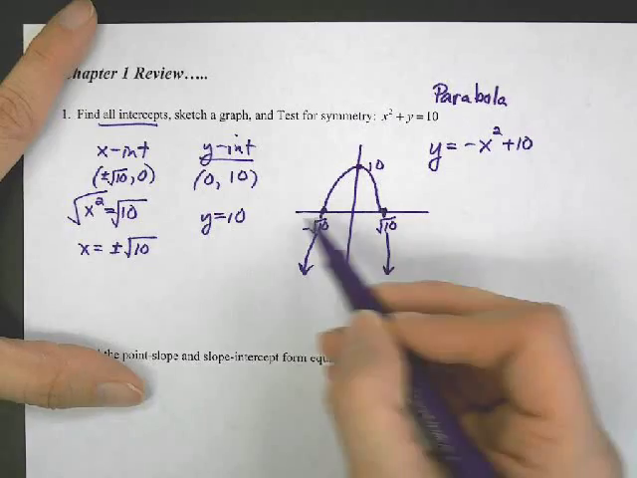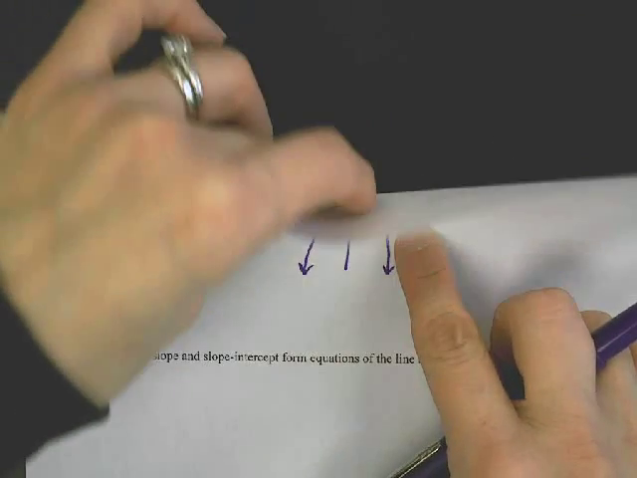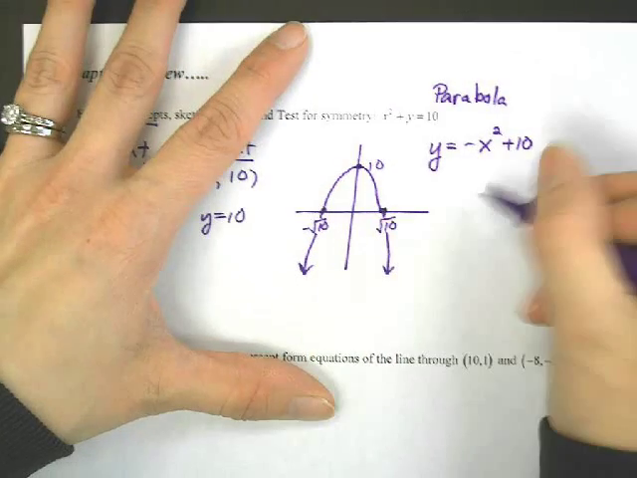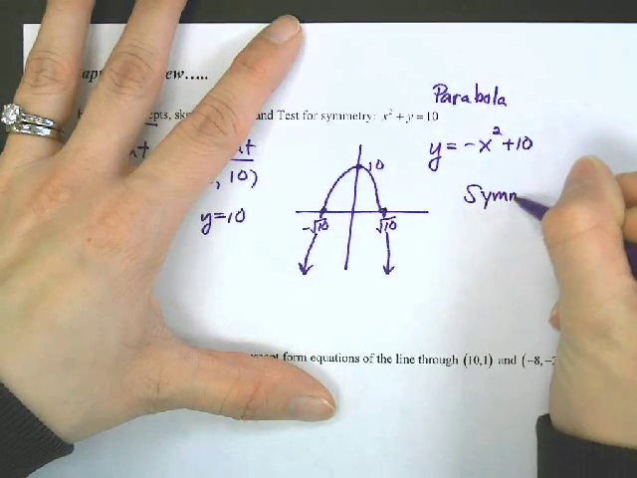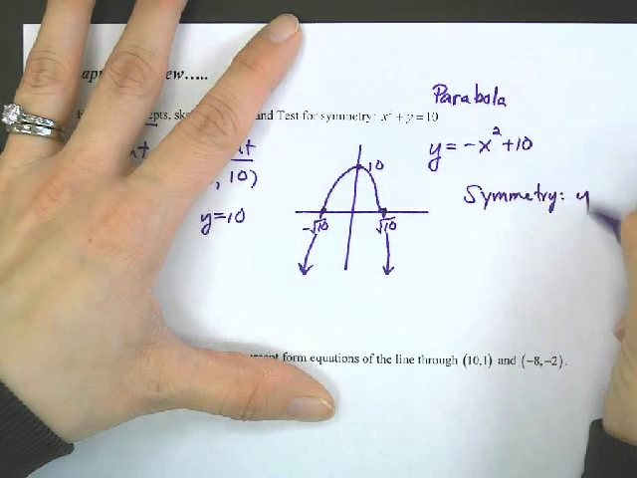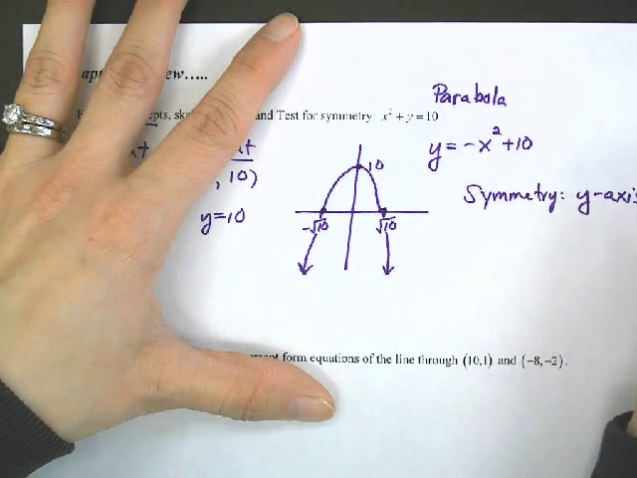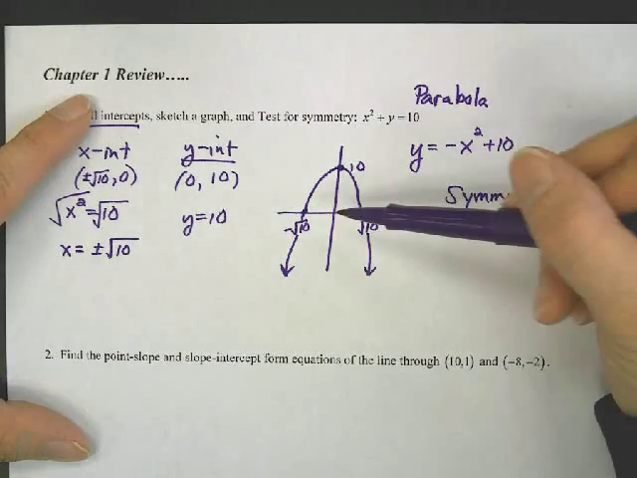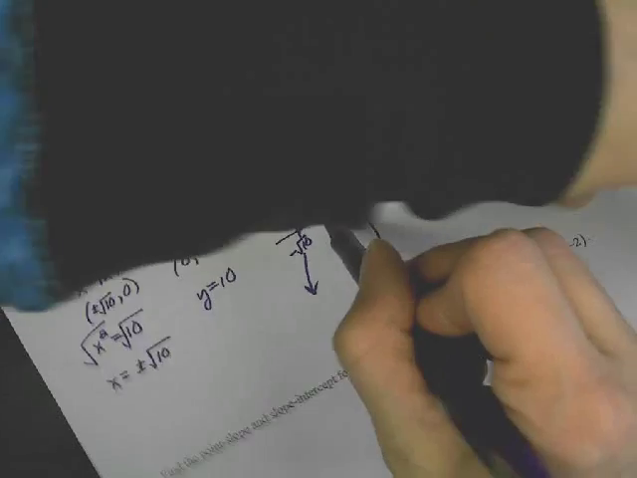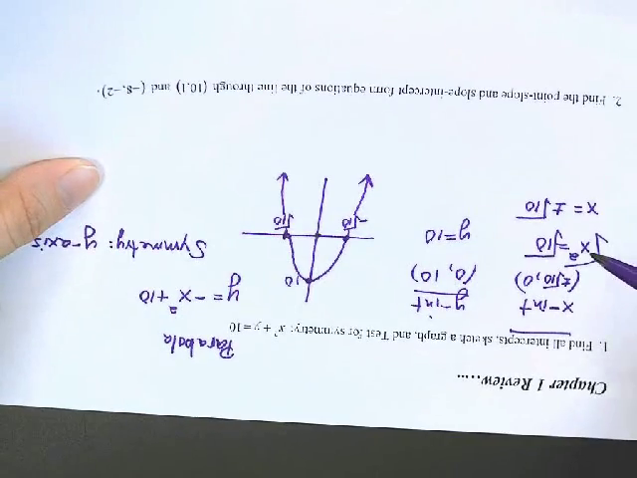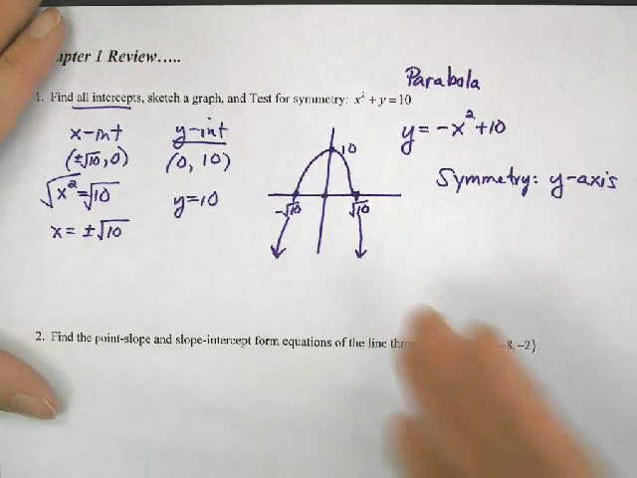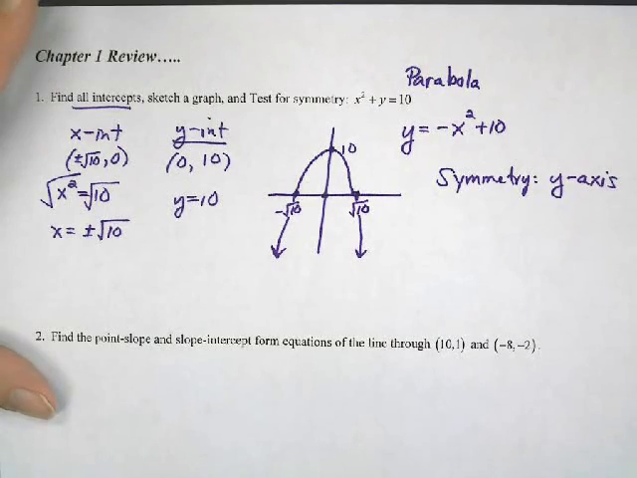Now let's test for symmetry. If I fold along the x-axis, the graph does not match up. If I fold along the y-axis, it does match. So in terms of symmetry, this graph definitely has y-axis symmetry. The third type you might consider is origin symmetry. If you spin the graph upside down 180 degrees, does that look the same? Well, no, now the parabola is opening up. So it does not have any origin symmetry. There could be x-axis, y-axis, or origin.